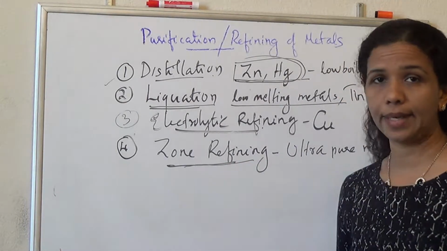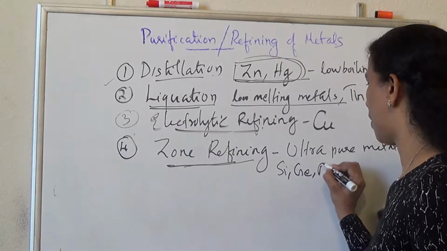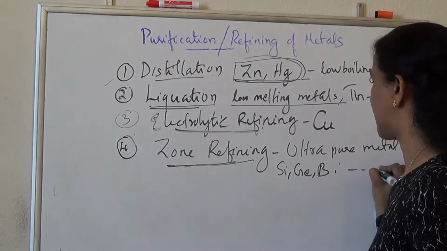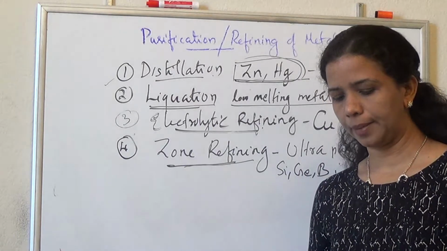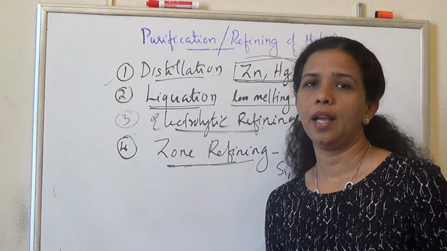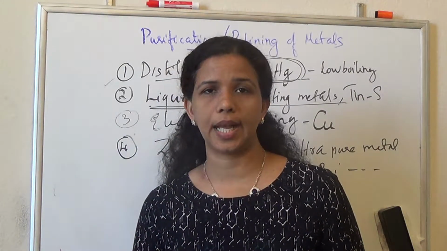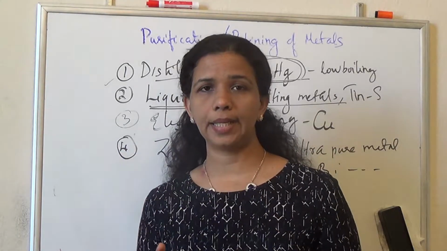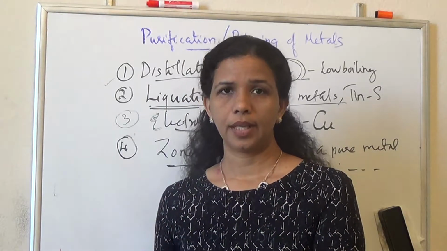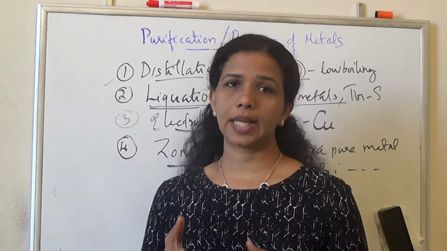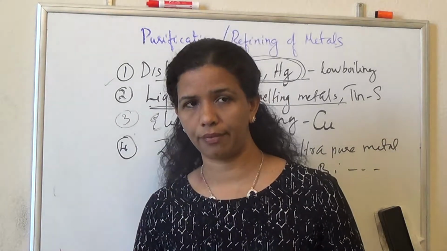For example, all metalloids, that is silicon, germanium, boron, tellurium, etc. can be refined by zone refining. Zone refining is based on the solubility or crystallizing properties of liquid metal and impurity. That is, on melting, both metal and impurities will become liquid. Then on cooling, metal will crystallize first, then impurities. Then only we can use zone refining.